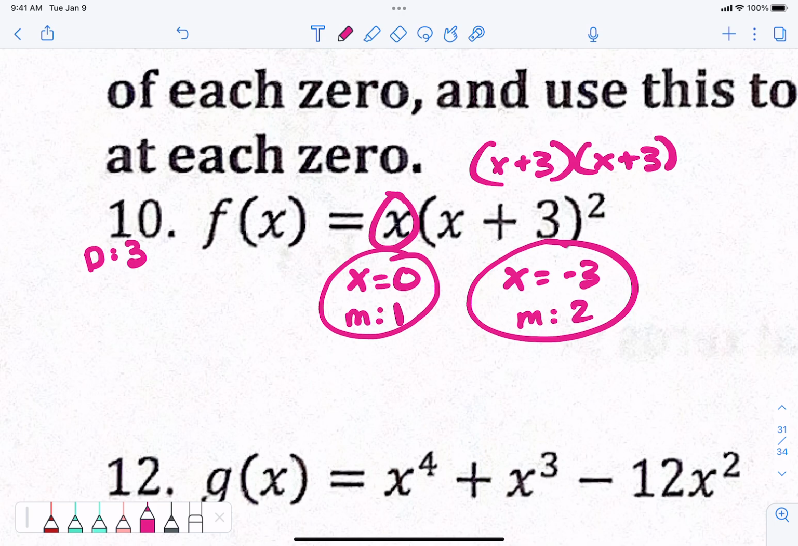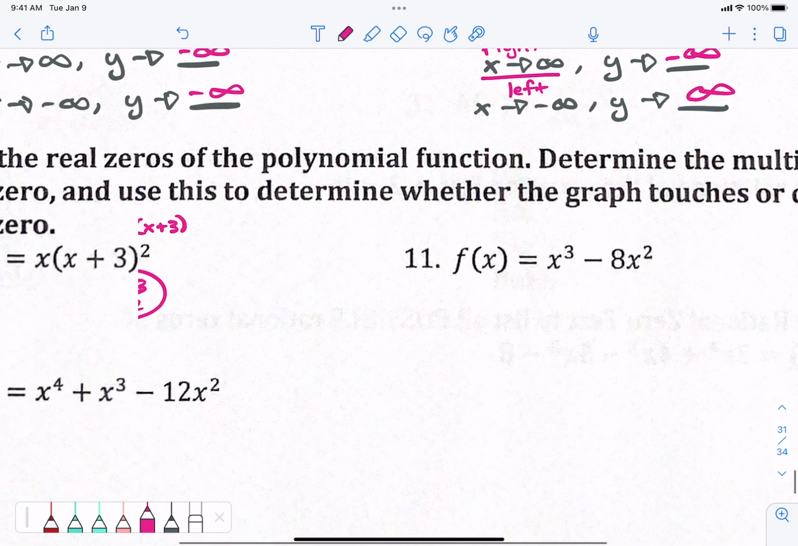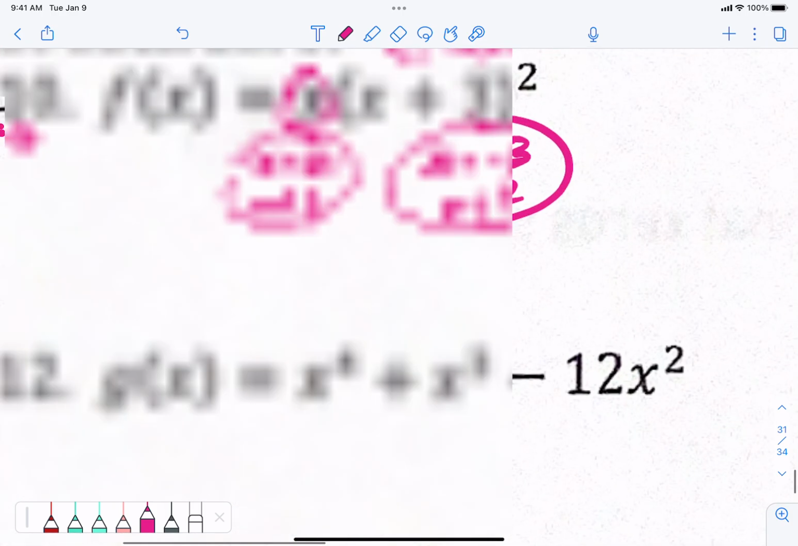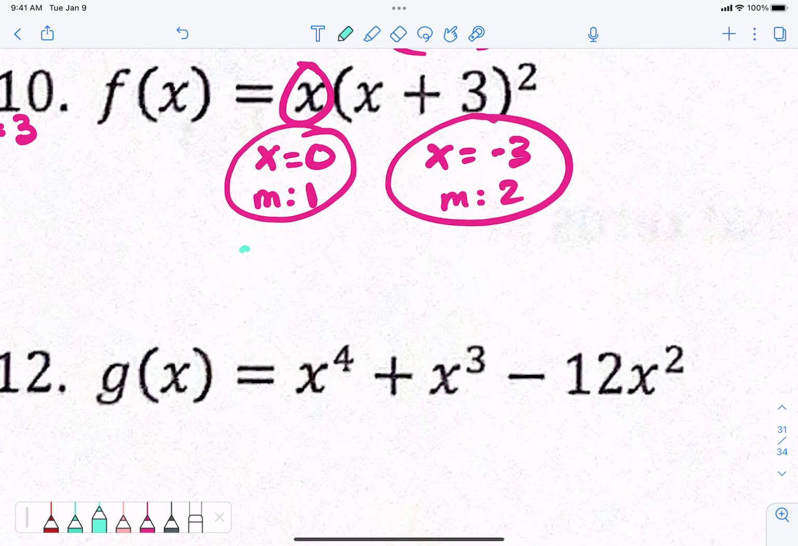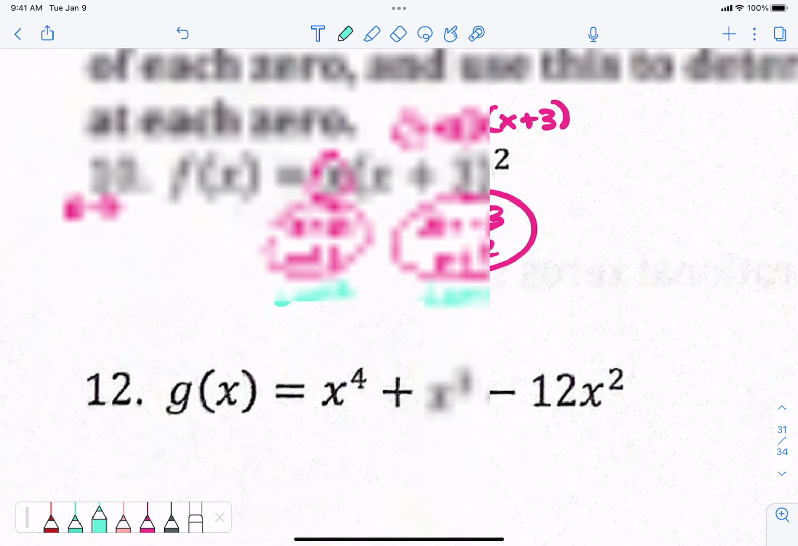What does it mean when it has multiplicity of 2? It just touches. Multiplicity 2, touch, not cross. Now use this to determine whether the graph touches or crosses at each zero. At 0, it's going to cross. At negative 3, it's just going to touch and go back up. Cross, touch. There you go. Was that too fast?